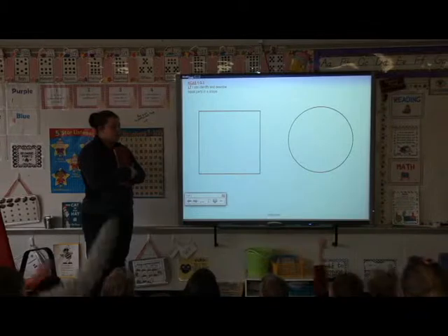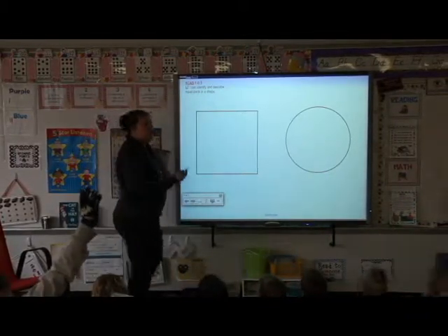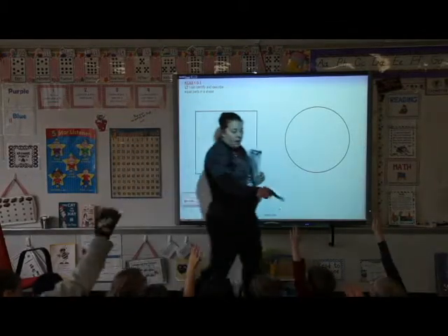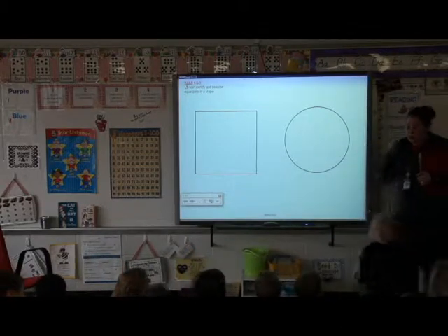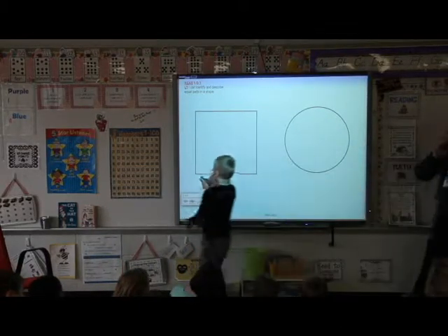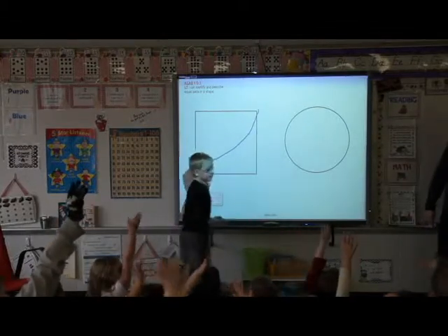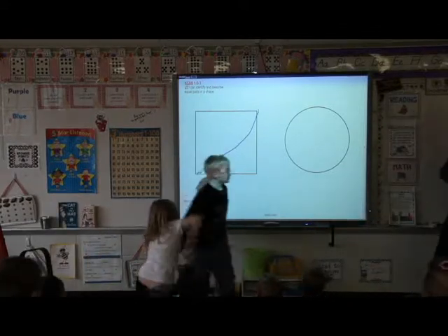Name my two shapes. What are my two shapes? Square and circle. We're going to practice dividing them into equal shapes. Who can come up here really quickly and divide my square in equal parts? David. Once David's done, I need someone to come up there and divide my circle in equal parts. Who can divide my circle? Willie. All right, David, explain to us, what did you do to that square?